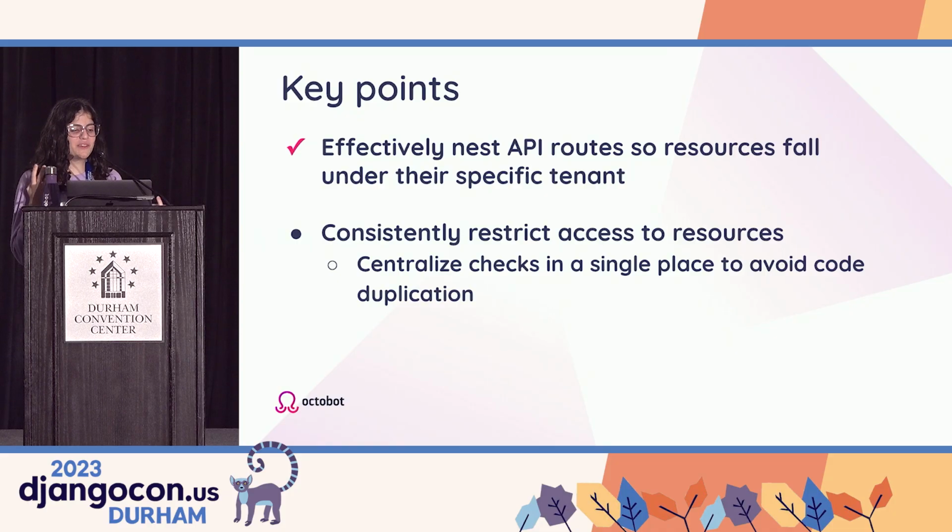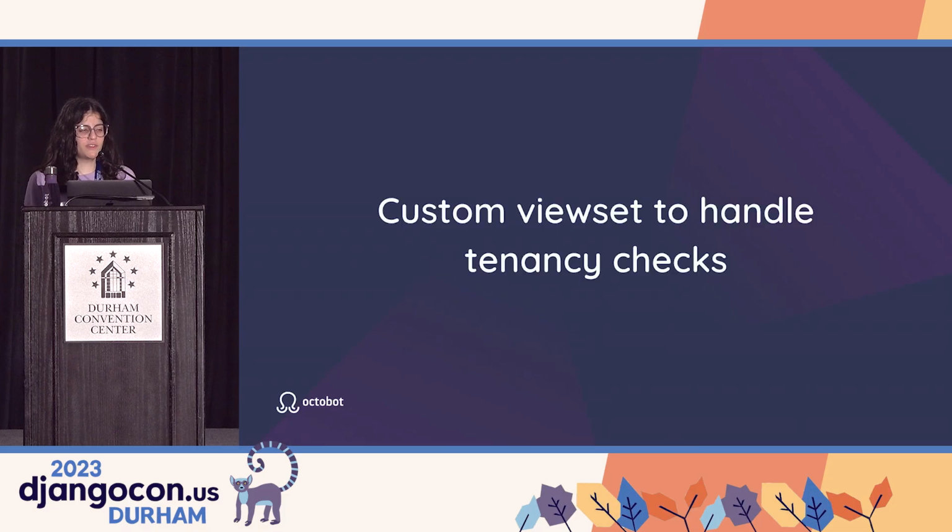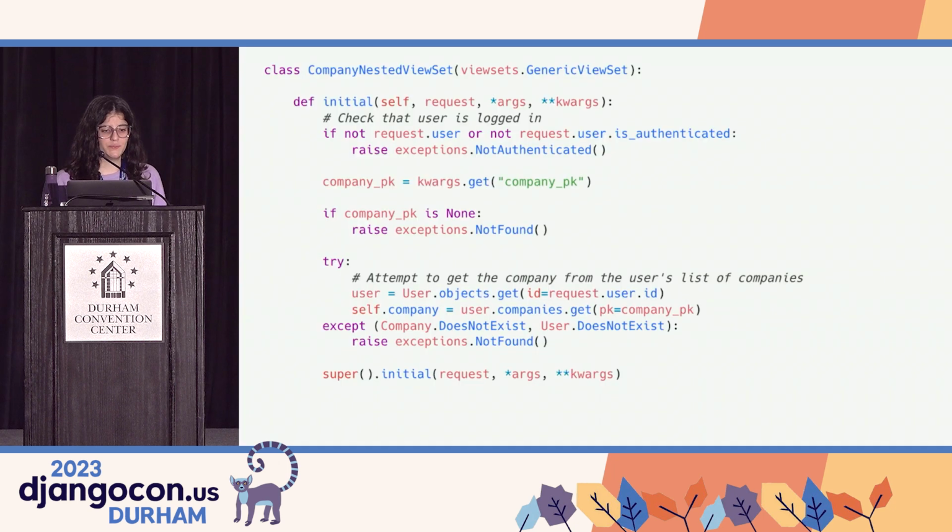Next step, and I think is the most interesting part, would be to consistently restrict access to resources. So we did this in the first place by writing a custom view set that will handle all these tenancy checks. This is the view set. It's just those lines of code, so you can see it's not a very complicated thing. The view set inherits from DRF's generic view set, and the only thing we're doing here is overriding the initial method to basically perform this tenancy check for us.